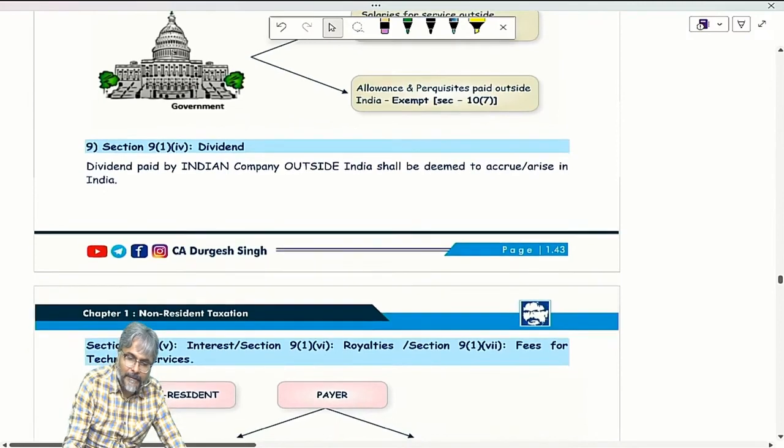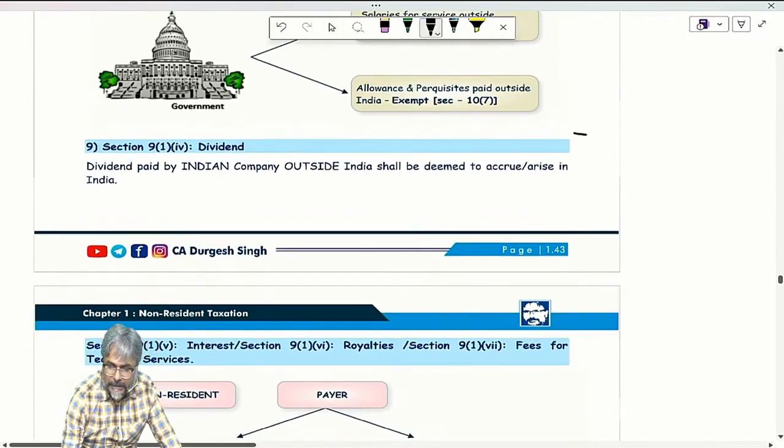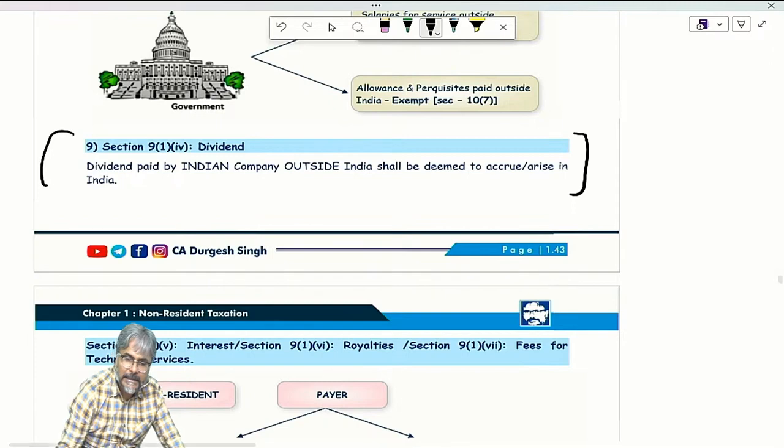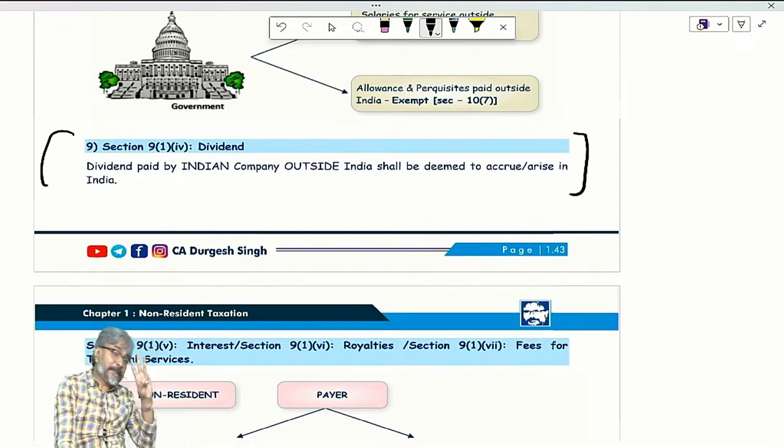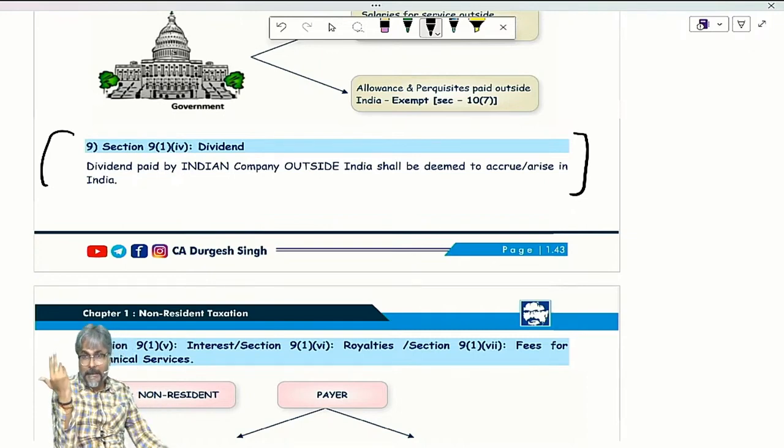9(1)(iv) also. We have discussed, students, if you remember this. Dividend. Remember phase 3, in the business connection. Phase 1, phase 2, phase 3. I gave you that example. Then that branch in India became a company. Do you all agree? When the branch in India became a company, at that point of time, what happened?